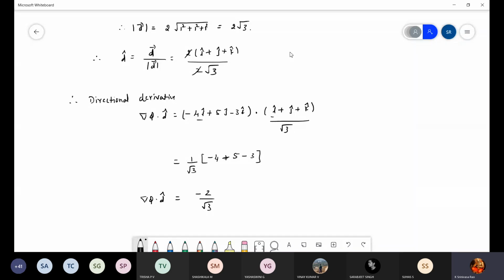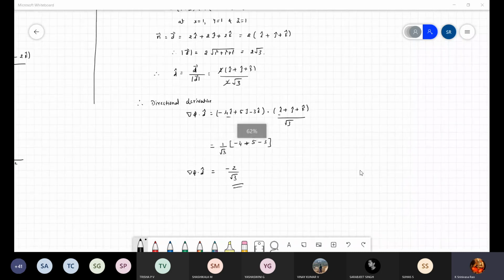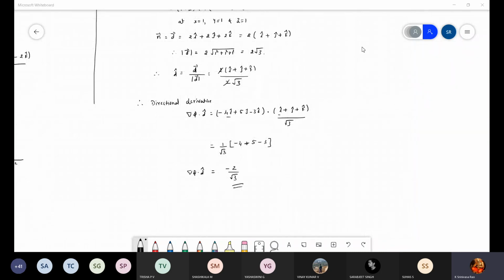So I hope you understand this concept now. It is very important. They may ask for calculating the angle between the normals, or the directional derivative. This is one question, completely. And tomorrow we will solve problems on divergence and curl. I will take the class tomorrow. Okay. Anything?